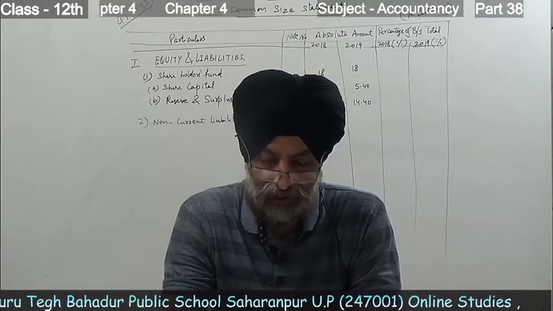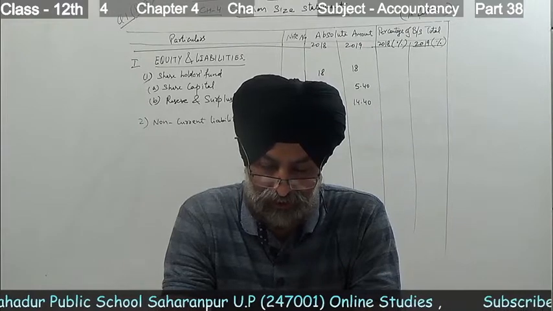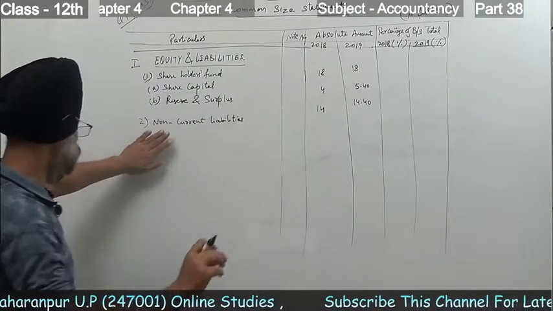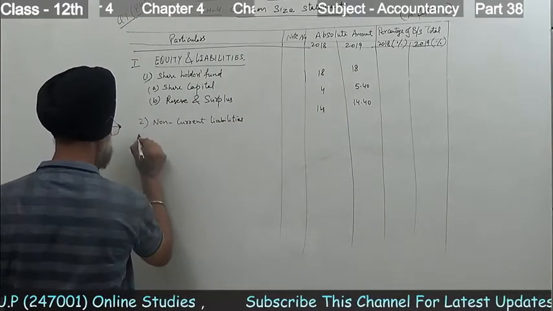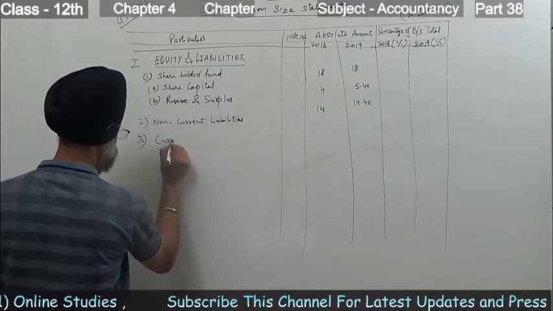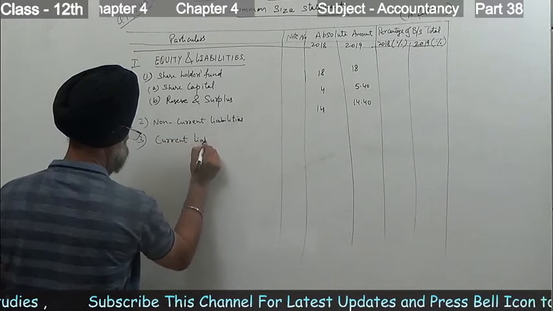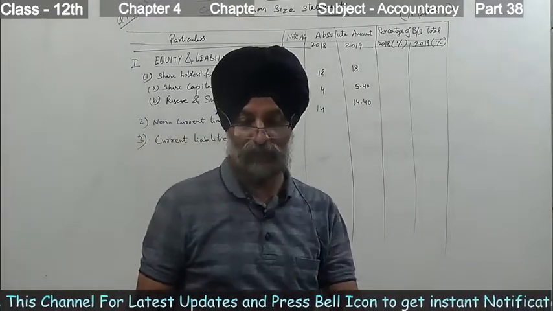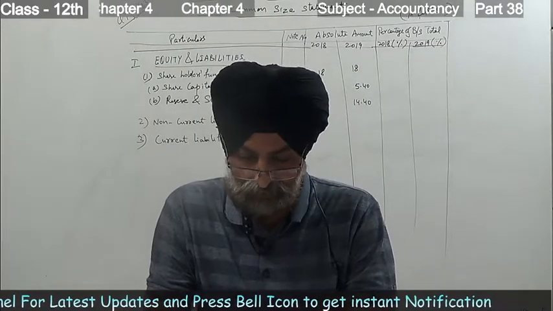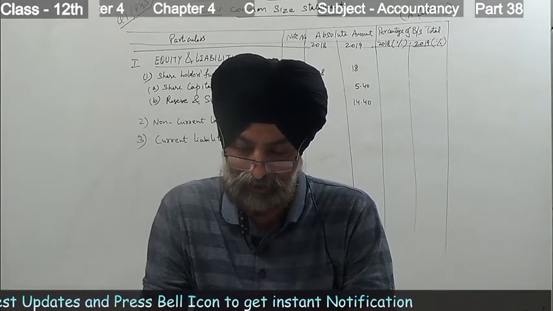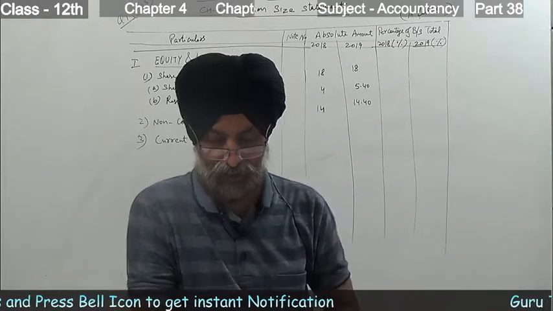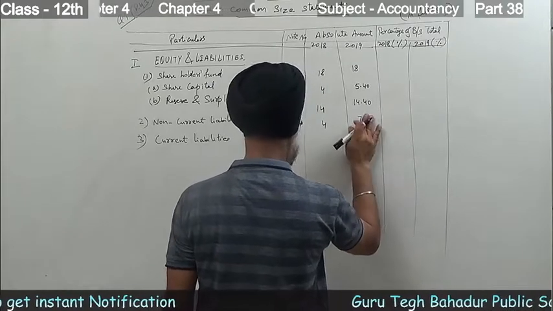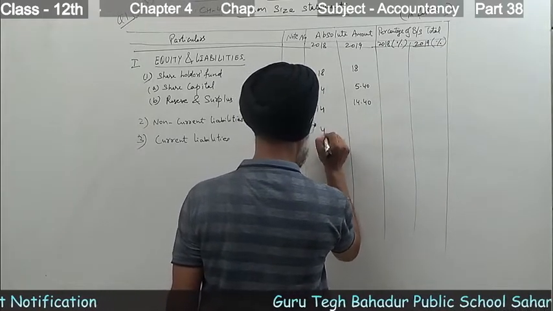After it, the last head of this equity and liabilities side is current liabilities. After the head of non-current liabilities, the next head, that is current liabilities. In this current liabilities, the values are given here, rupees 4 lakh in 2018 and 7,20,000 in 2019. Put all these values here.